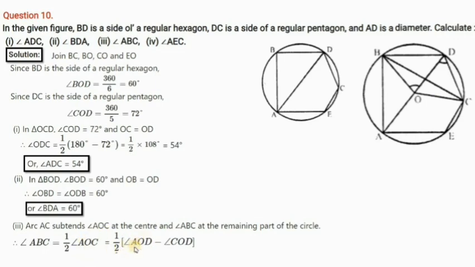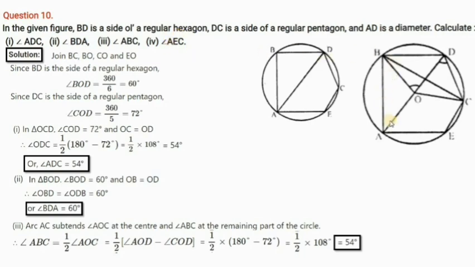So how much is AOD? AOD is this straight line, which is 180 degrees. And COD we have already found to be 72 degrees. So from here this turns out to be half of 108, which is 54 degrees. So that means ABC is 54 degrees. This is our third answer.